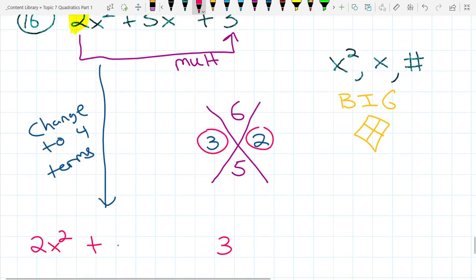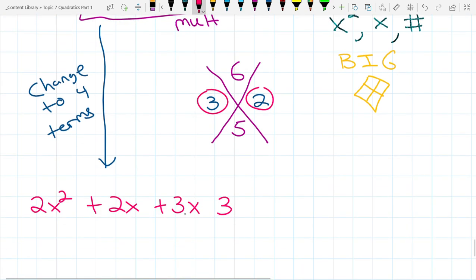So we write plus 2x plus 3x, and it could be the other way. You could put a 3x here and a 2x here as well. You'll get the same answer, it just looks a little different to start with. Now once you get to that step, you use your factor by grouping.